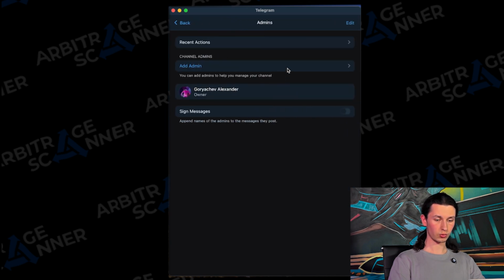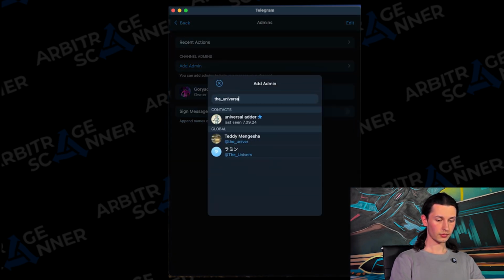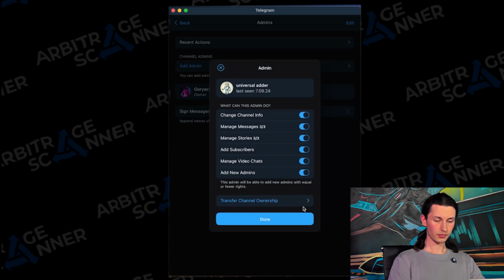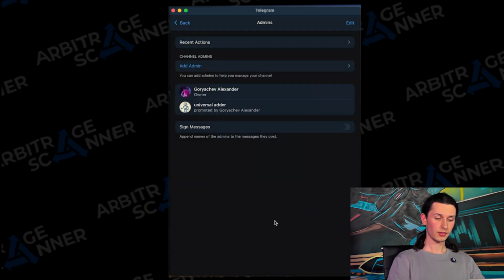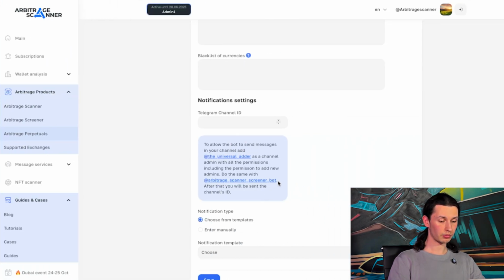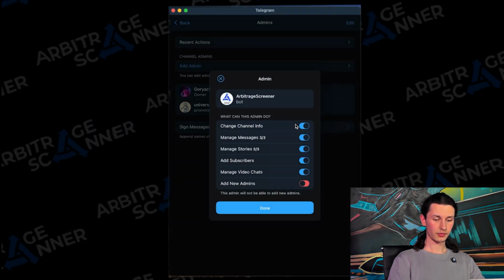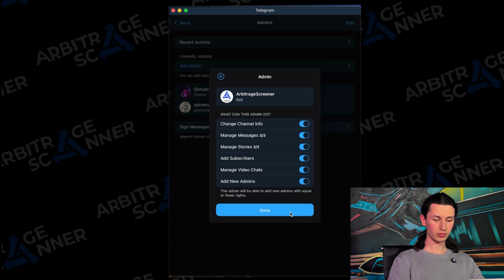The first one would be the universal adder, as always. Make sure to click all the permissions on the admin, so it could add new admins as well. Done. And then we are doing the same with the Arbitrage Scanner Screener bot. Here it is. Add new admins, true, done.